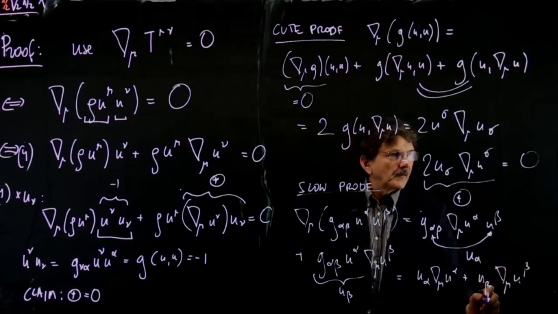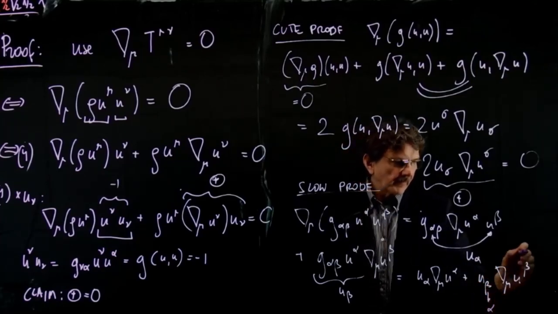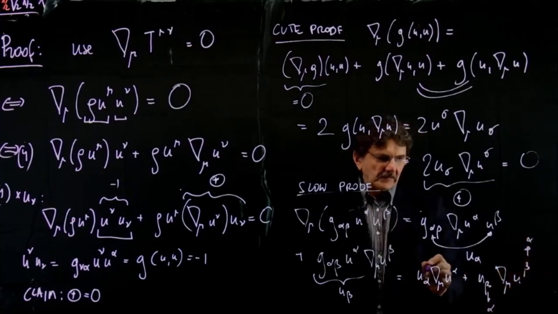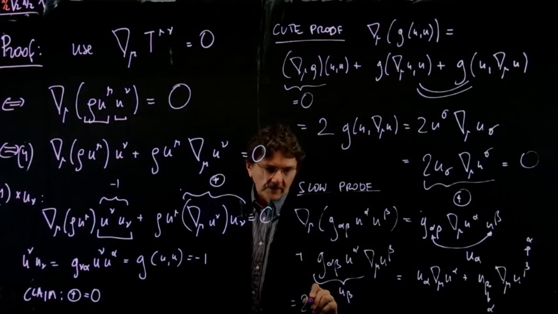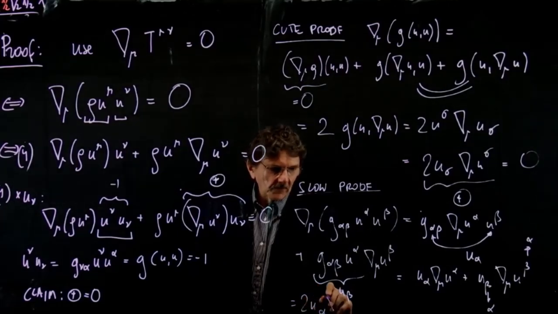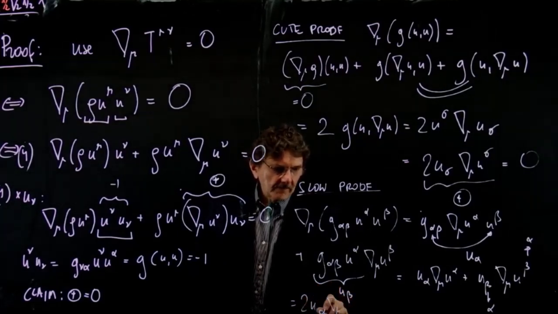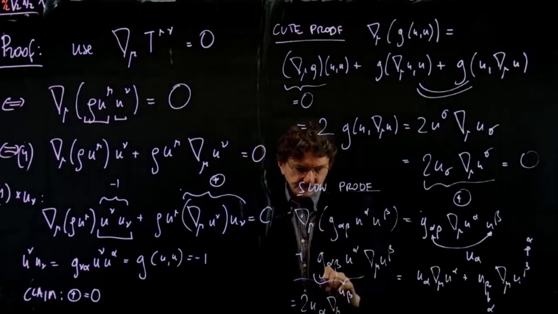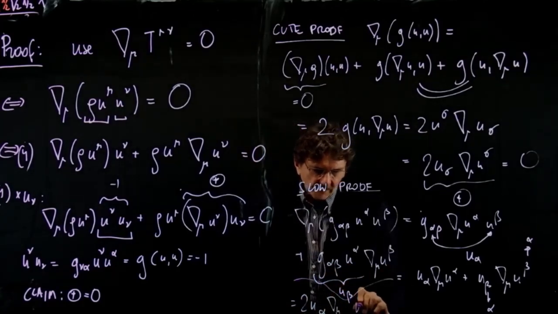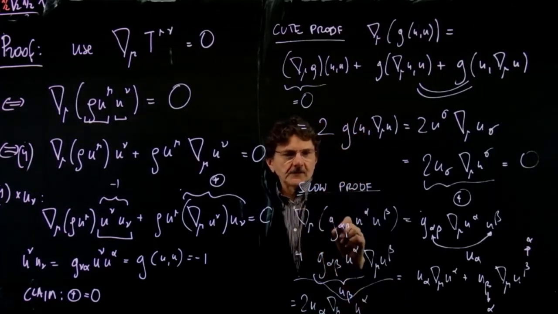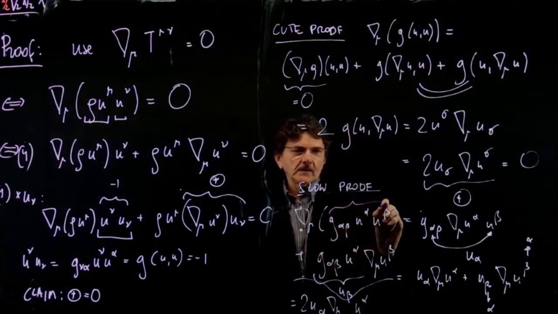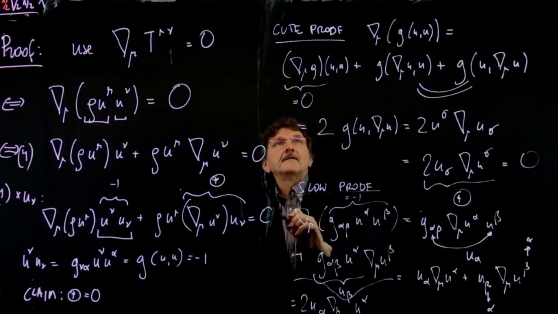And now this index, whether I call it beta or alpha, doesn't matter. So let me call this alpha, then call this one alpha, and it's clear that this is twice the same, right? So it's 2 u alpha d mu u alpha. Now, this is of course zero because this is minus one. So this is zero.